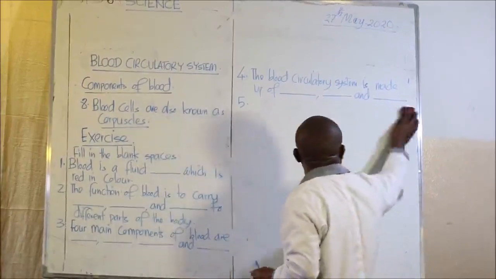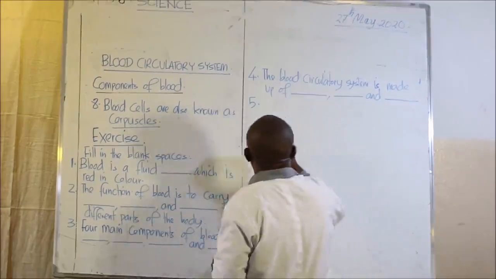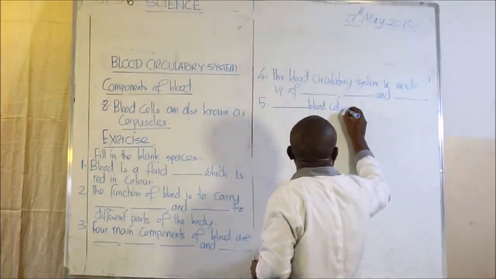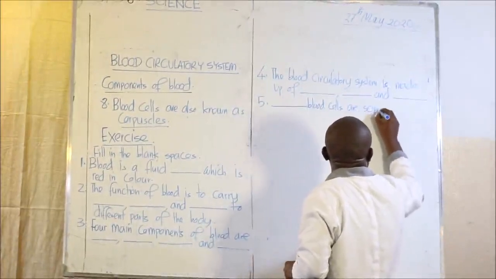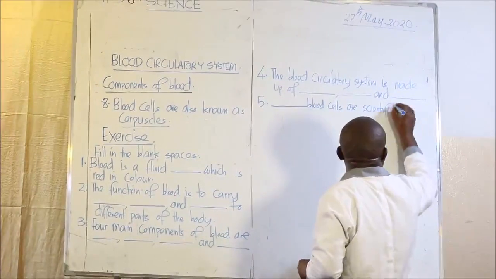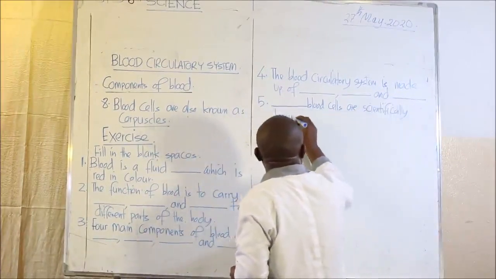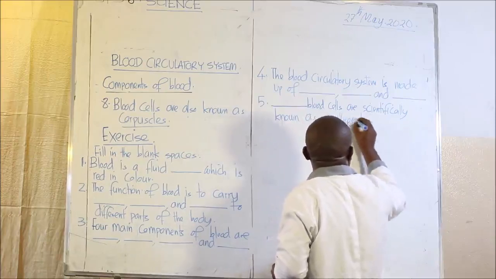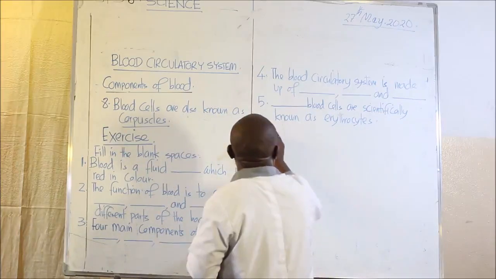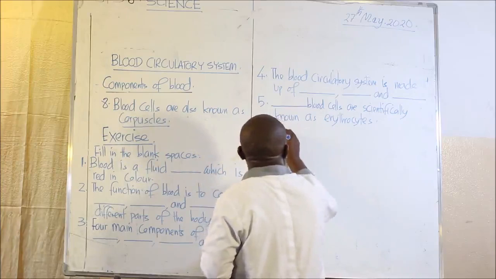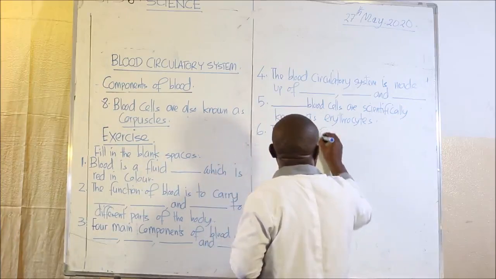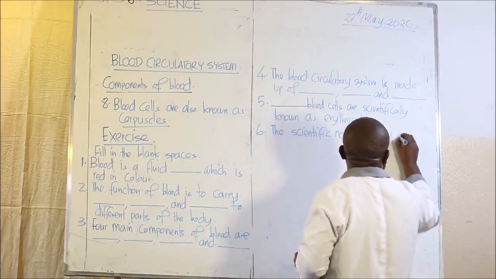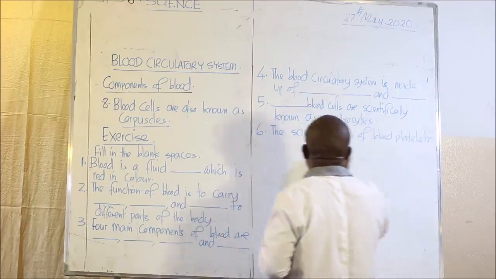Question number 5 says, dash blood cells are scientifically known as erythrocytes. Question number 6 says, the scientific name of blood platelets is dash dash.